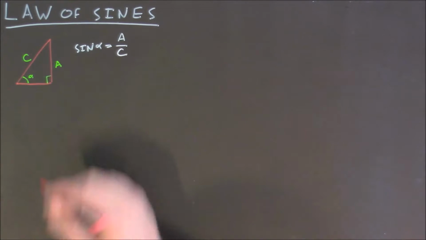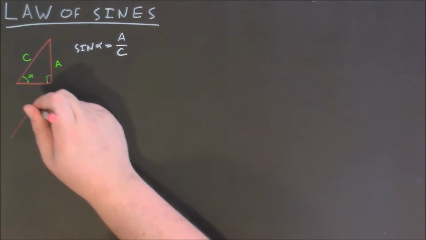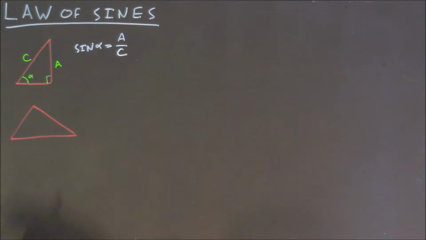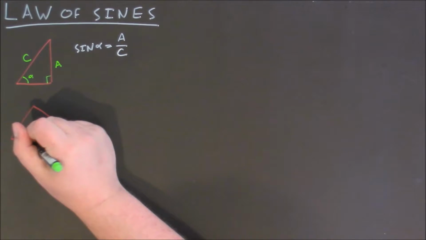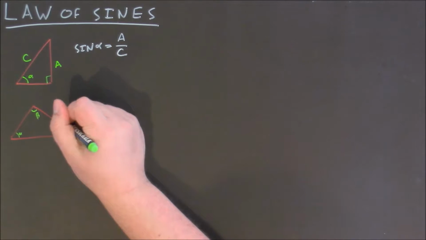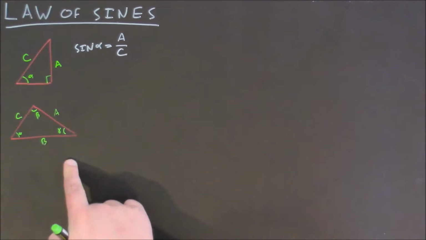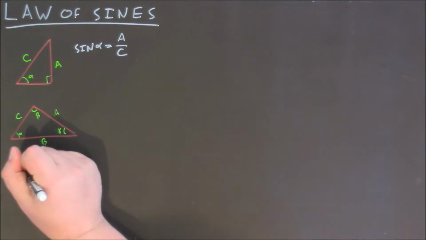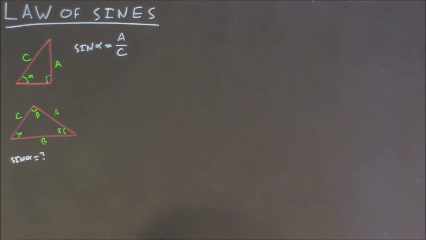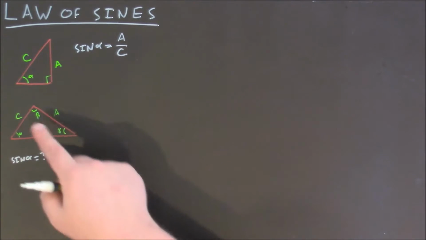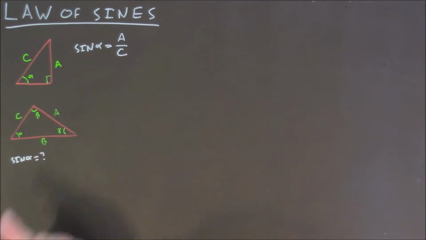What happens though when we take a triangle that doesn't look like a right triangle? What happens if we have some weird shape like this, where we have angles alpha, beta, and gamma, and then we have sides A, B, and C, and we don't know whether this is a right triangle? How do we write the sine of alpha in this case? Well, here we're going to have to use a little bit of a trick, because we don't know whether this is a right triangle or not, so we're going to effectively make it a right triangle.